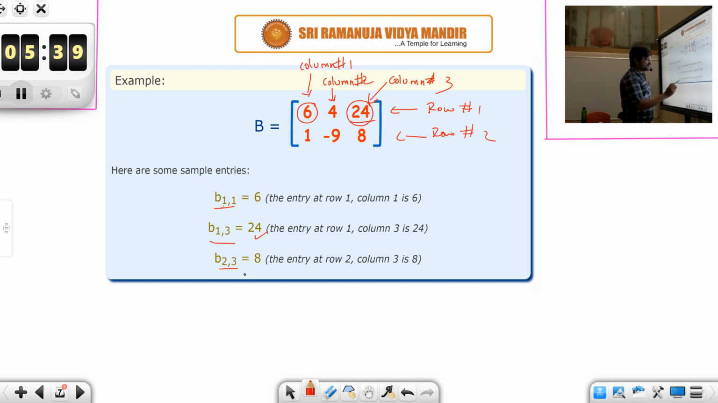And then b23. b23 means second row, third column. Second row and third column. So it will be 8. Okay, sure.